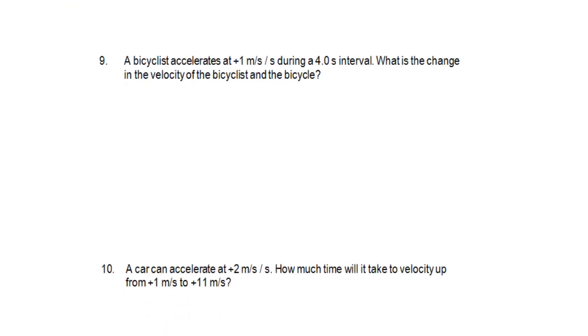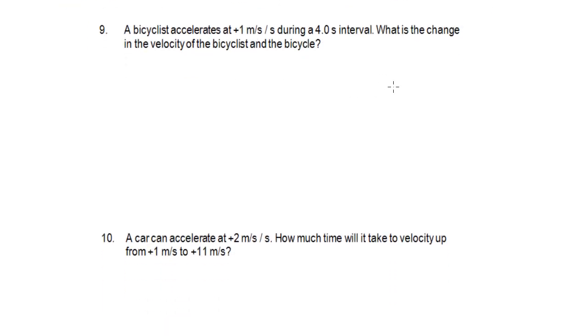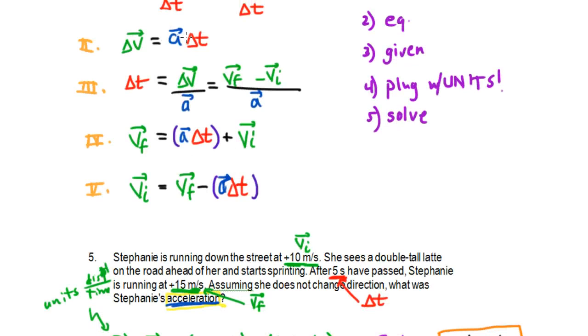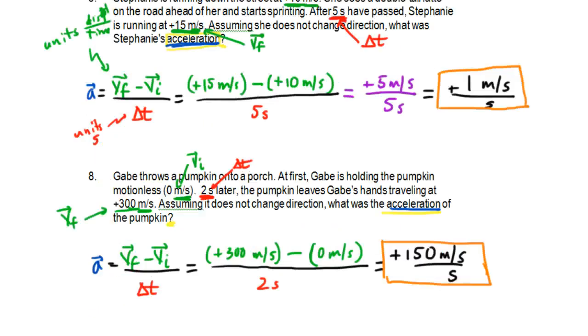Number 9 says, a bicycle accelerates at plus 1 meters per second per second during a 4-second interval. What is the change in the velocity of the bicyclist and the bicycle? Well, the question says, what is the change in the velocity? Sounds familiar. We know change means delta. Change in what? Change in the velocity. This problem is asking for delta v. And if I look back up at the top here, there you go. Delta v equals a times delta t. That's the equation I'm going to use.